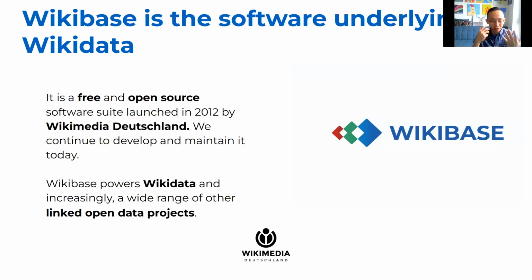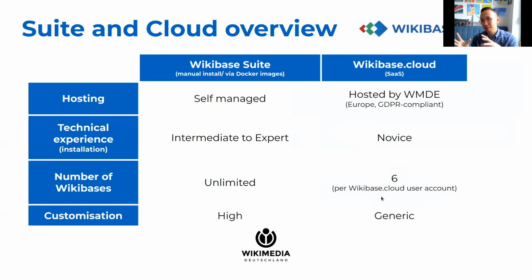But at the same time, if they do not want to go into Wikidata, then they can use the Wikidata software, aka Wikibase, on their own database, and they have their own little mini Wikidata, right? So Wikibase therefore powers Wikidata and also increasingly a range of other linked open data projects. And Wikibase instances, Wikibase databases, are also very important in trying to identify mismatches between their data and Wikidata's data.